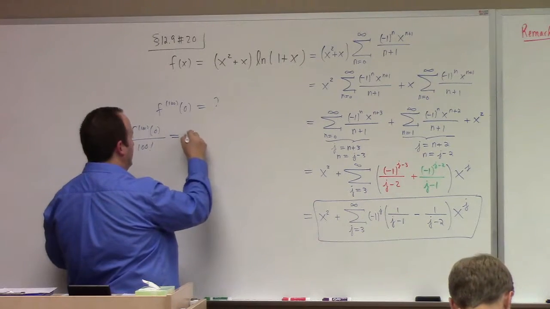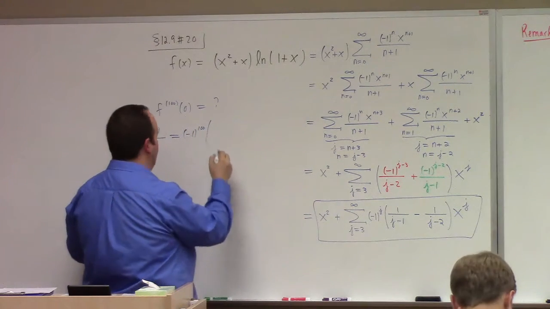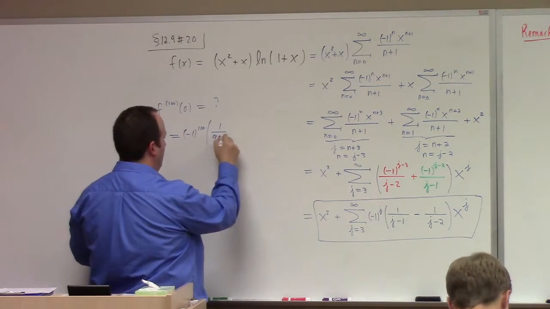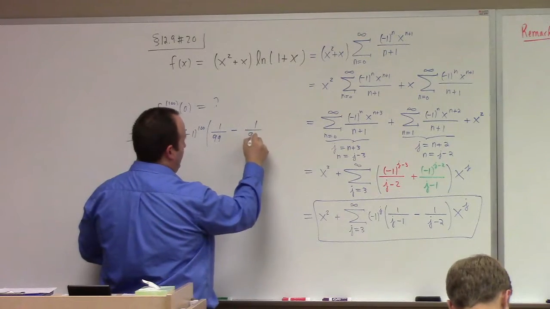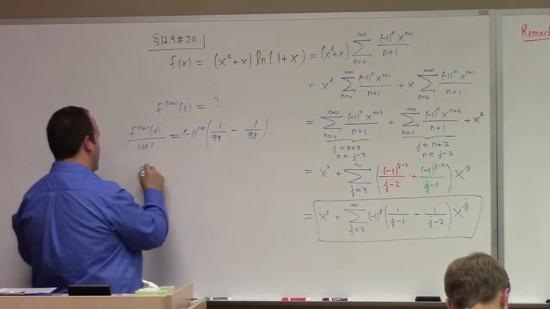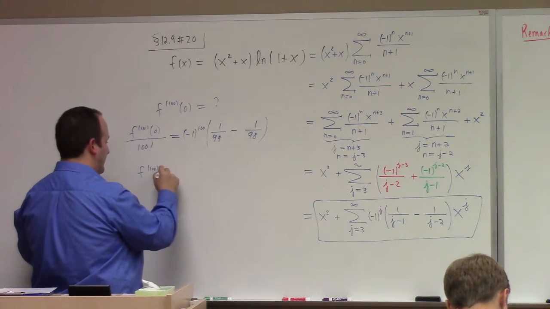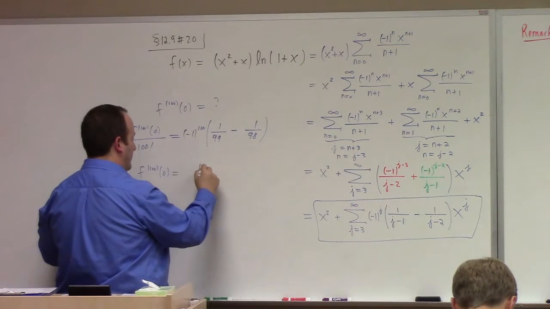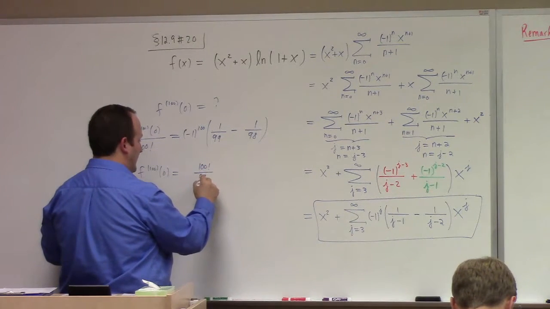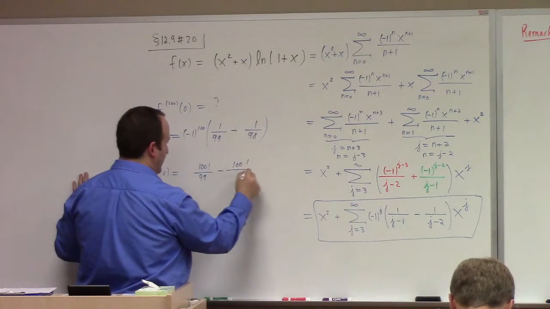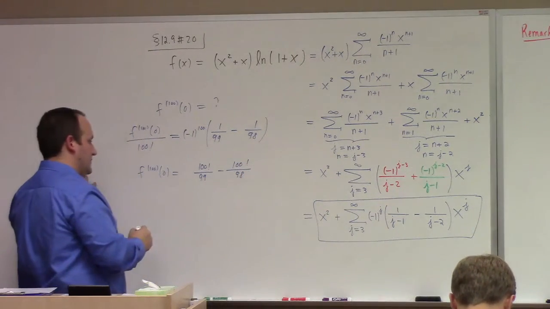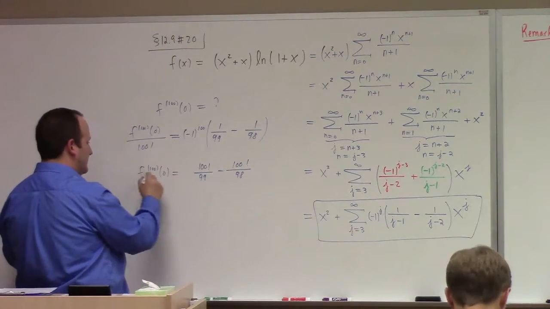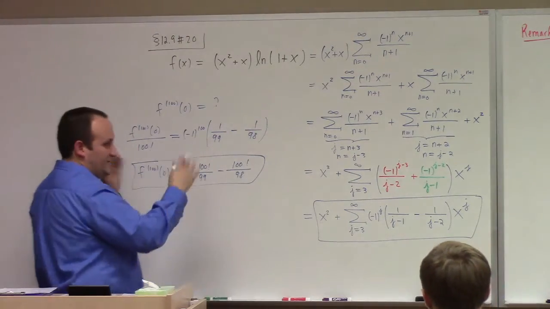It's minus 1 to the 100 times 1 over 99 minus 1 over 98. So the 100th derivative evaluated at 0 would be 100 factorial divided by 99 minus 100 factorial divided by 98. You could simplify that a little bit, but I'll just leave it like that. I mean, you could factor the 100 factorial out.